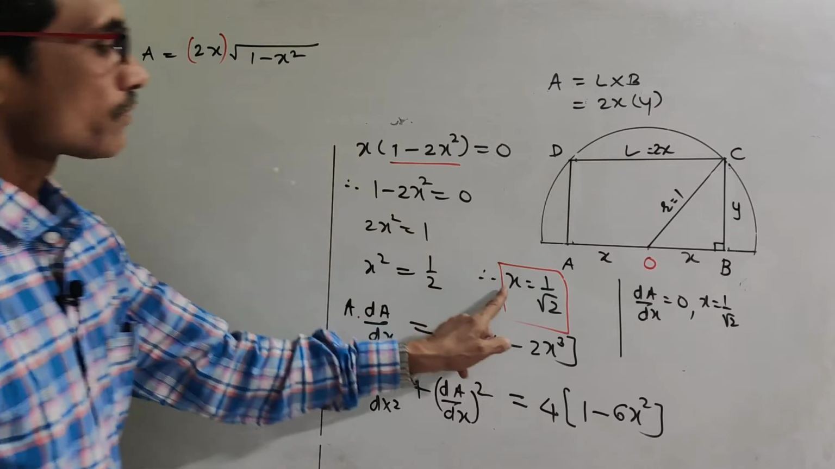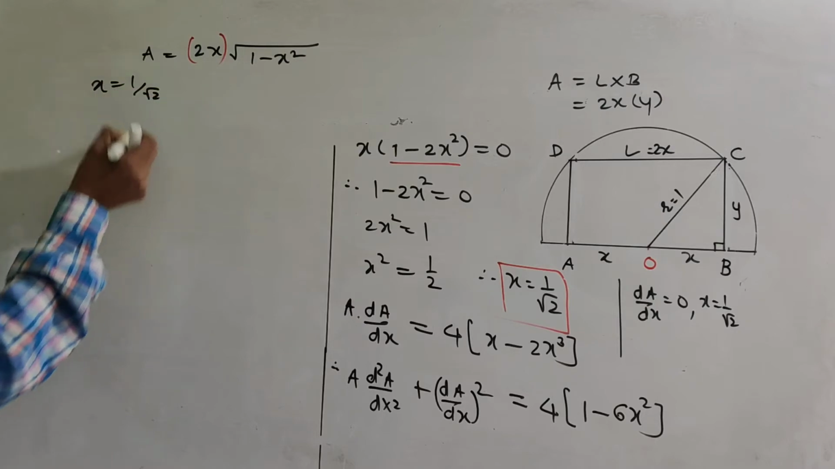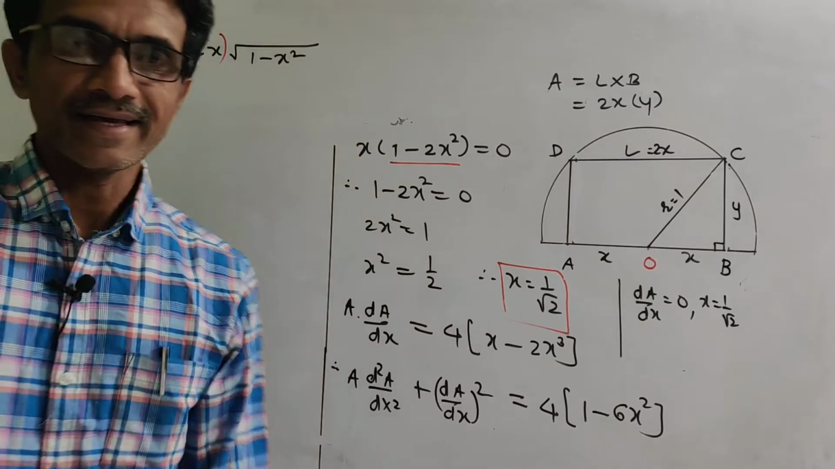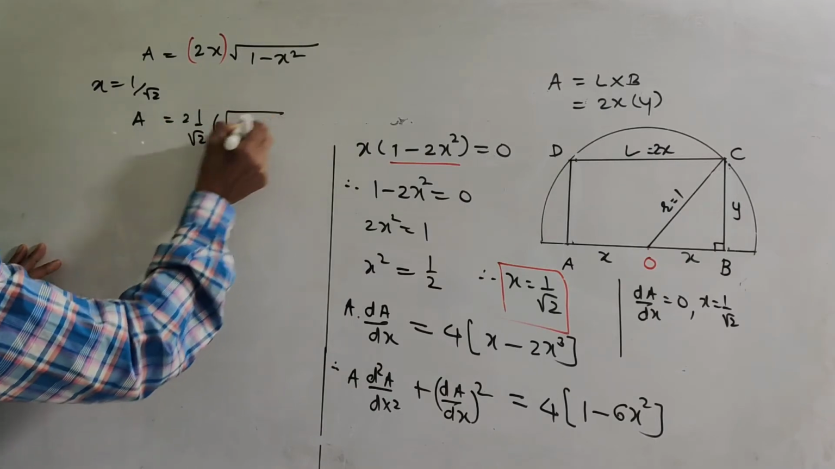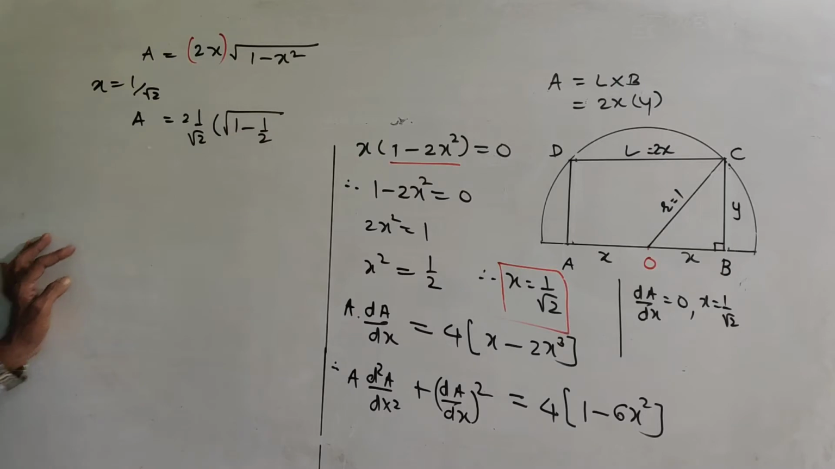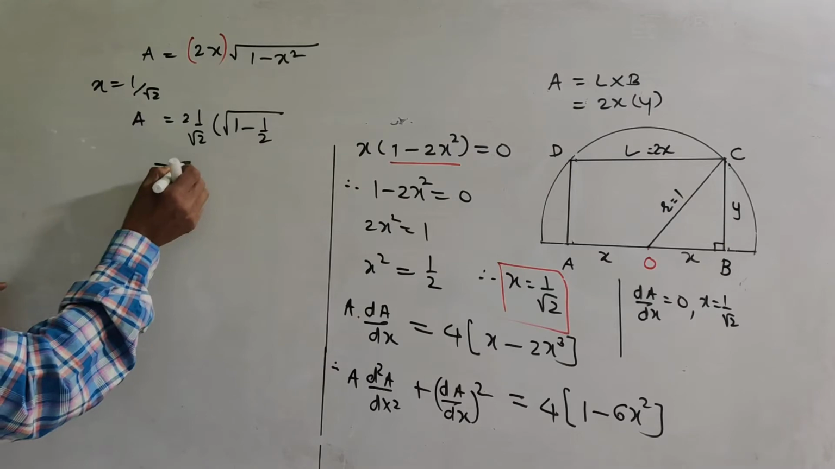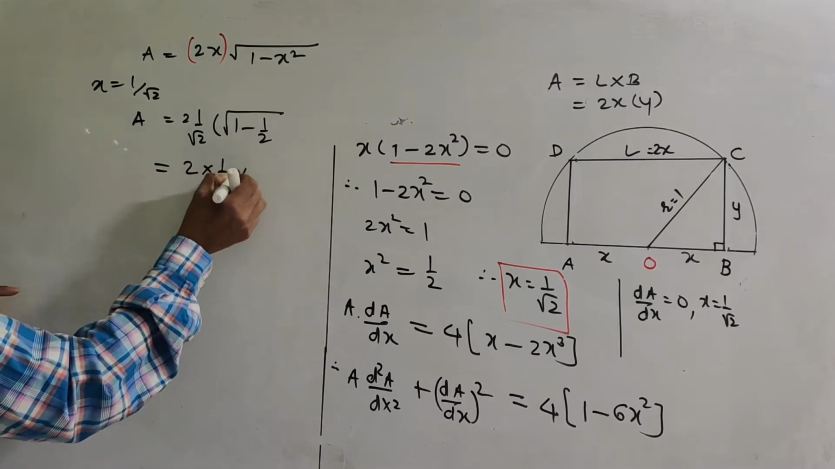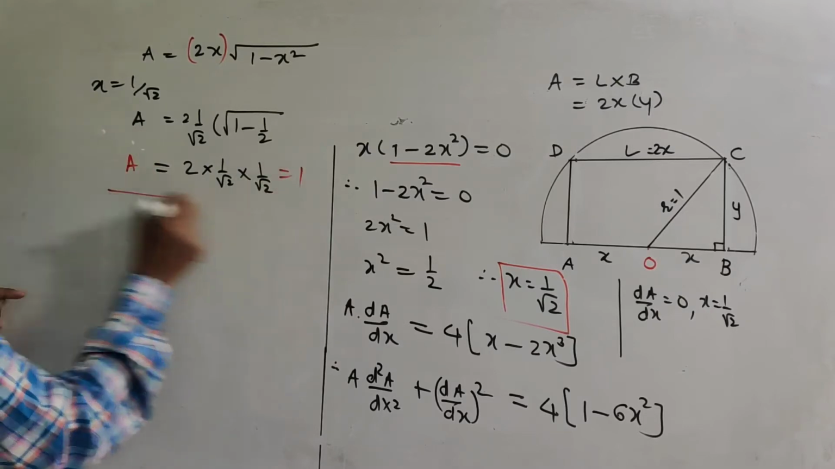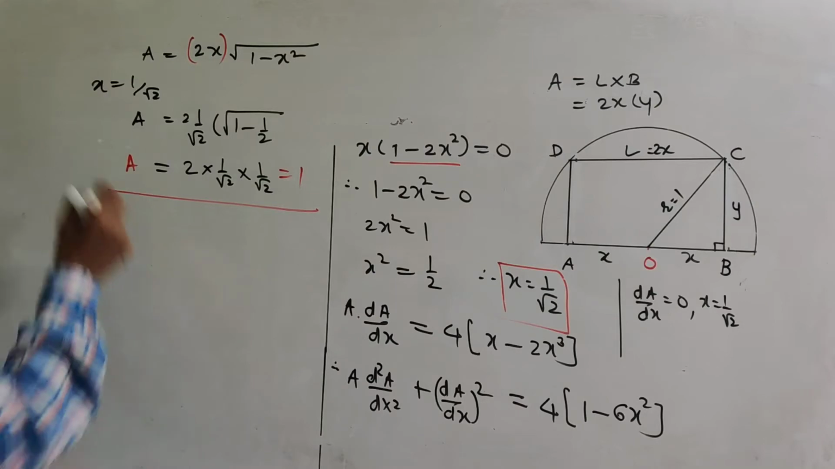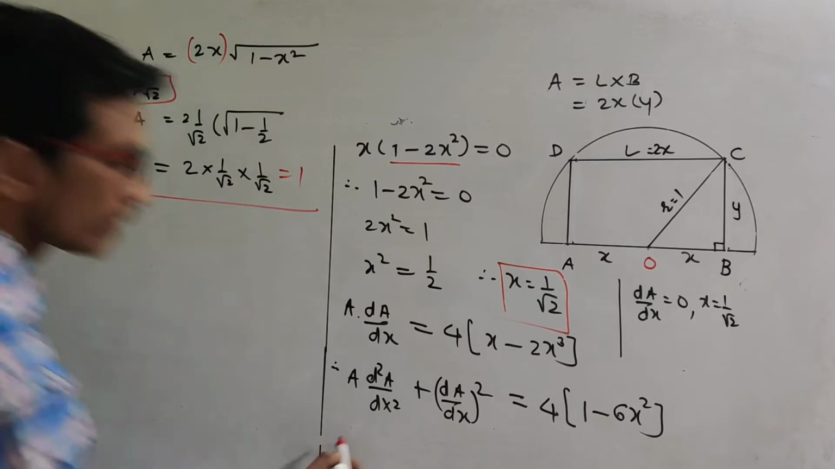Now x is equal to 1 by root 2, so when x is equal to 1 by root 2, what is the area? The area will be 2 into 1 by root 2 into root of 1 minus 1 by root 2 square. 1 minus 1 by 2 is 1 by 2, and root of that gives us 2 into 1 by root 2 into 1 by root 2, which is equal to 1. For x equals 1 by root 2, area A is equal to 1.